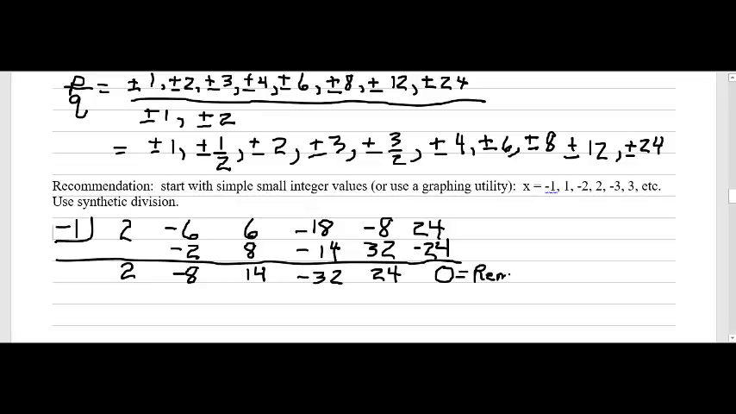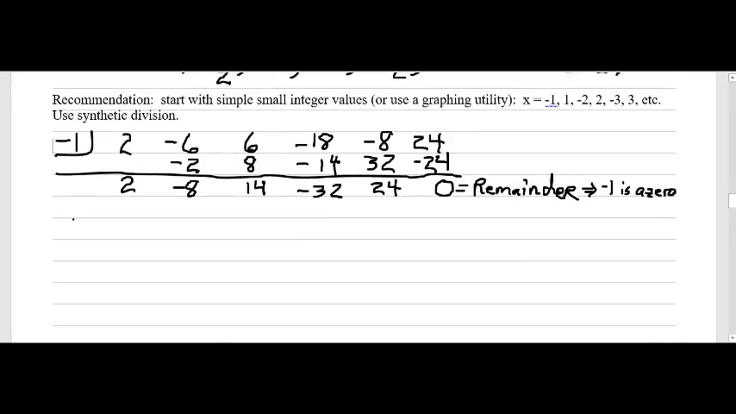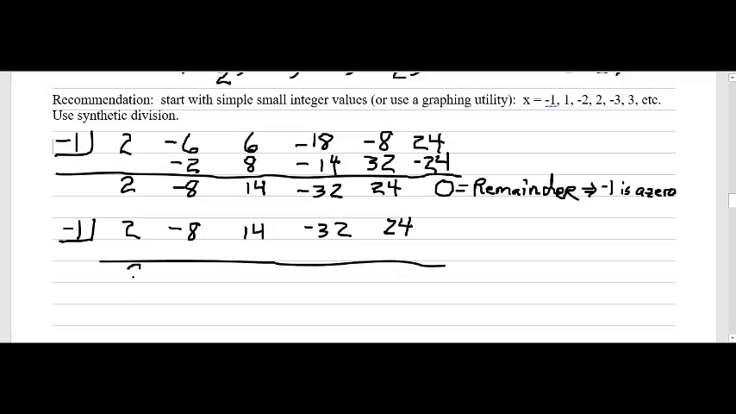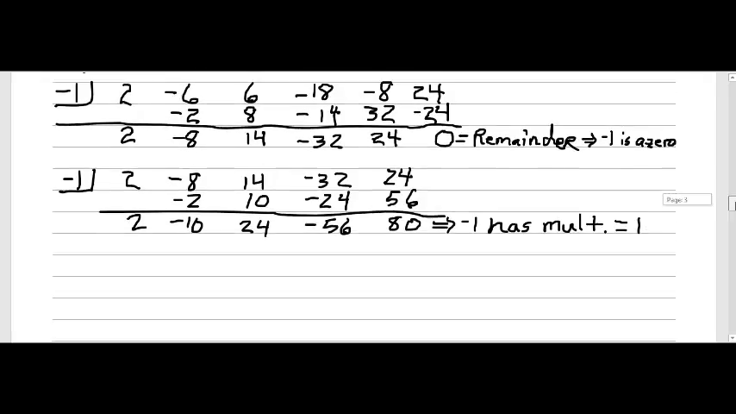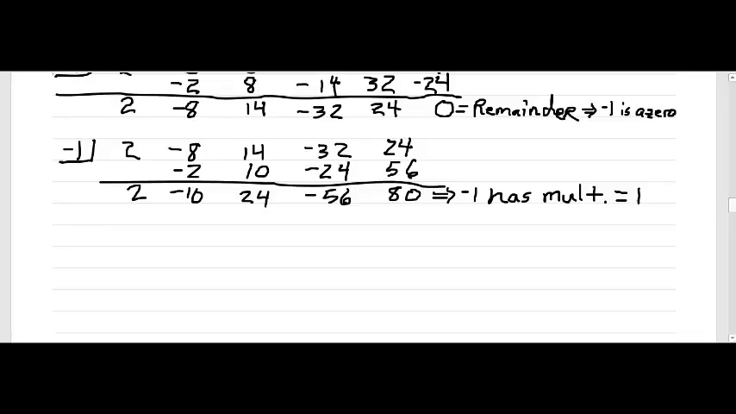And notice I do get a remainder of 0. So that means x equal to -1 is a 0 of this polynomial. Now let's see if it's a 0 with a multiplicity greater than 1. So we take the quotient coefficients, 2, -8, 14, -32, and 24, from the previous synthetic division, and do synthetic division again. We don't get a 0 remainder, which means the multiplicity of -1 is simply 1.